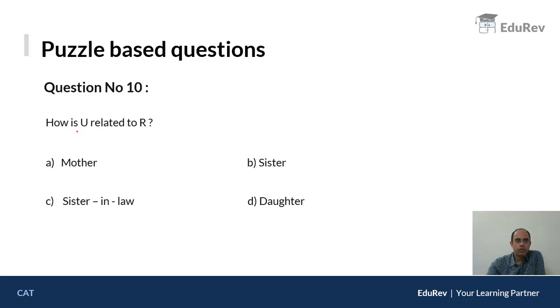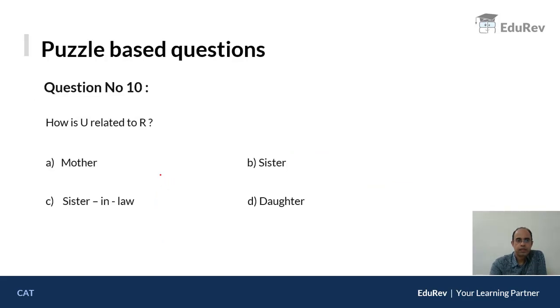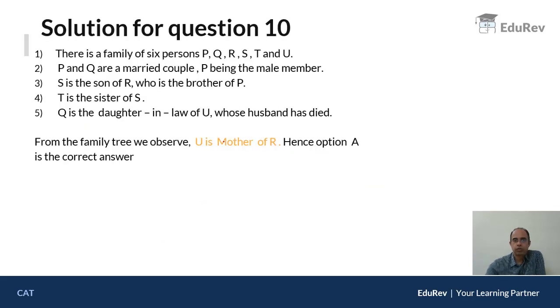Question 10. How is U related to R? The U is the mother of R. U is the mother of R, which is option A. Hence, option A is the correct answer.